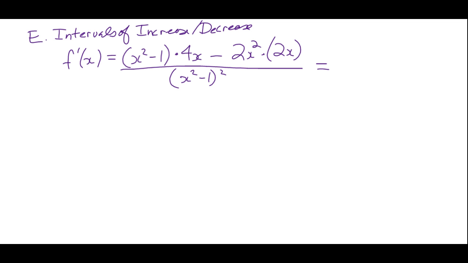Which is equal to, so when you expand this, you're going to get, what do we got here? We're going to get 4x cubed minus 4x minus 4x cubed, so the 4x cubes go bye-bye, and we just have a negative 4x over x squared minus 1 squared. Okay, so that's just cutting to the chase.